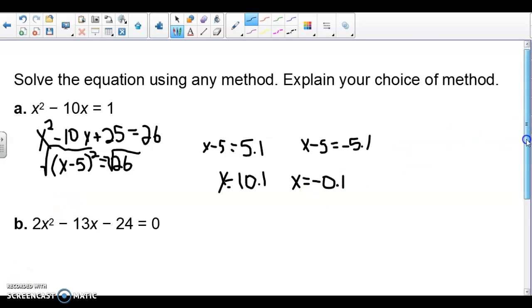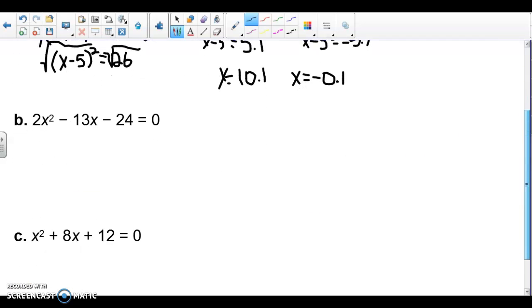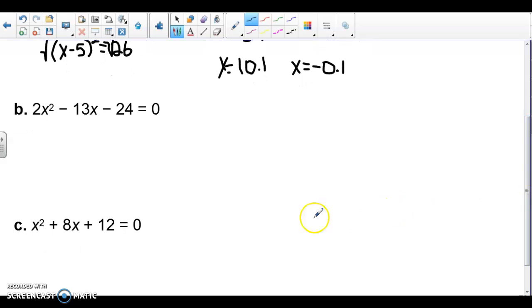So now let's take a look at b and decide what method we would choose for this one. So take a second, look at it, and think about what method from the last page you would choose.